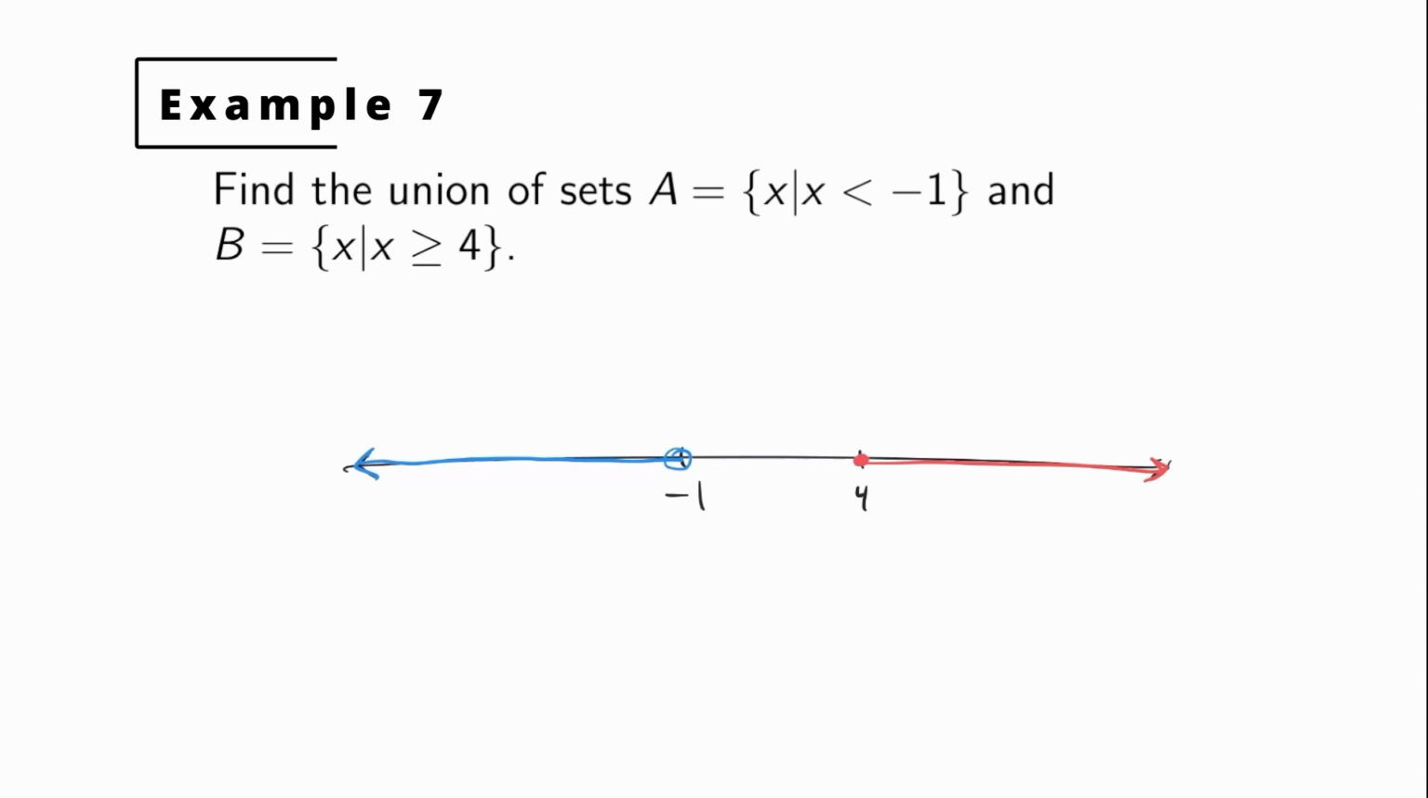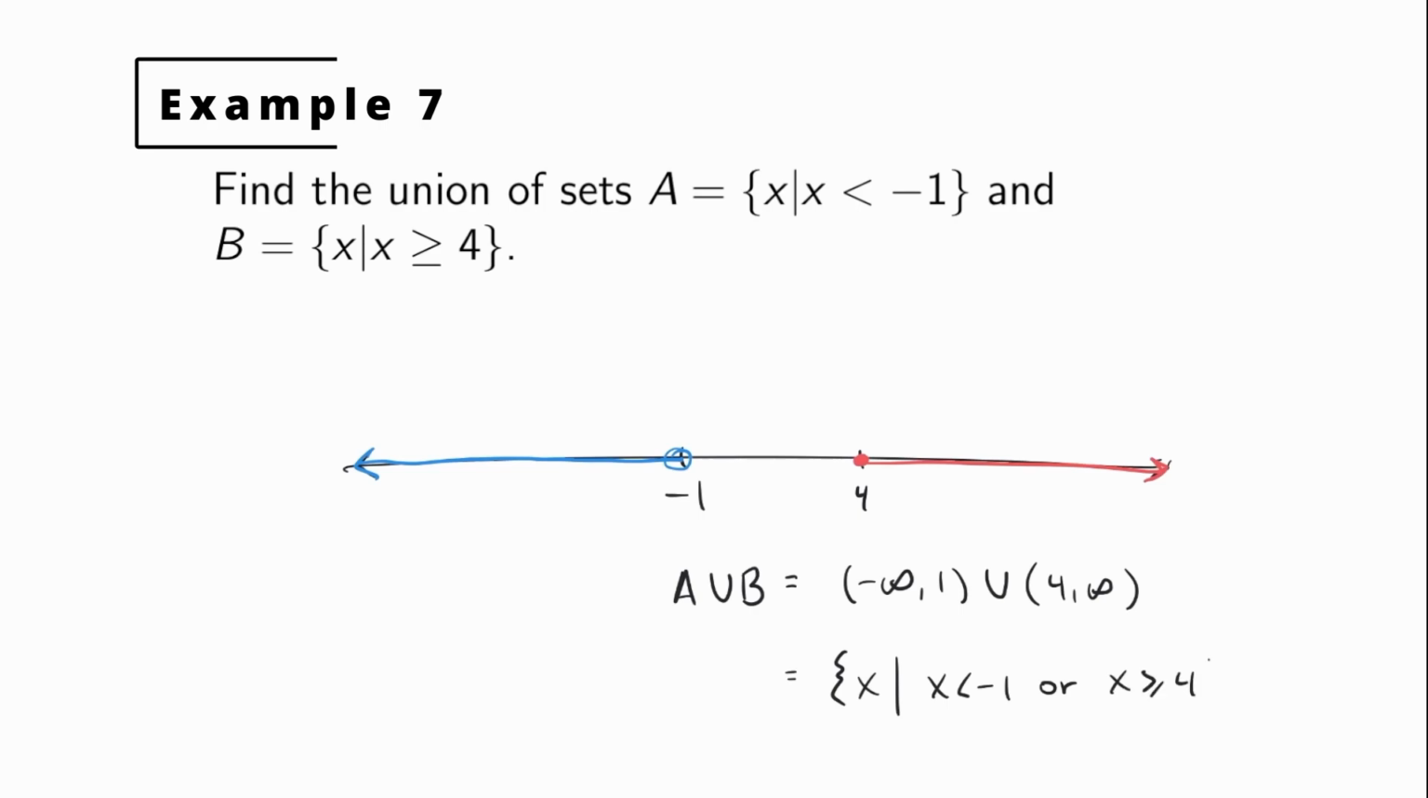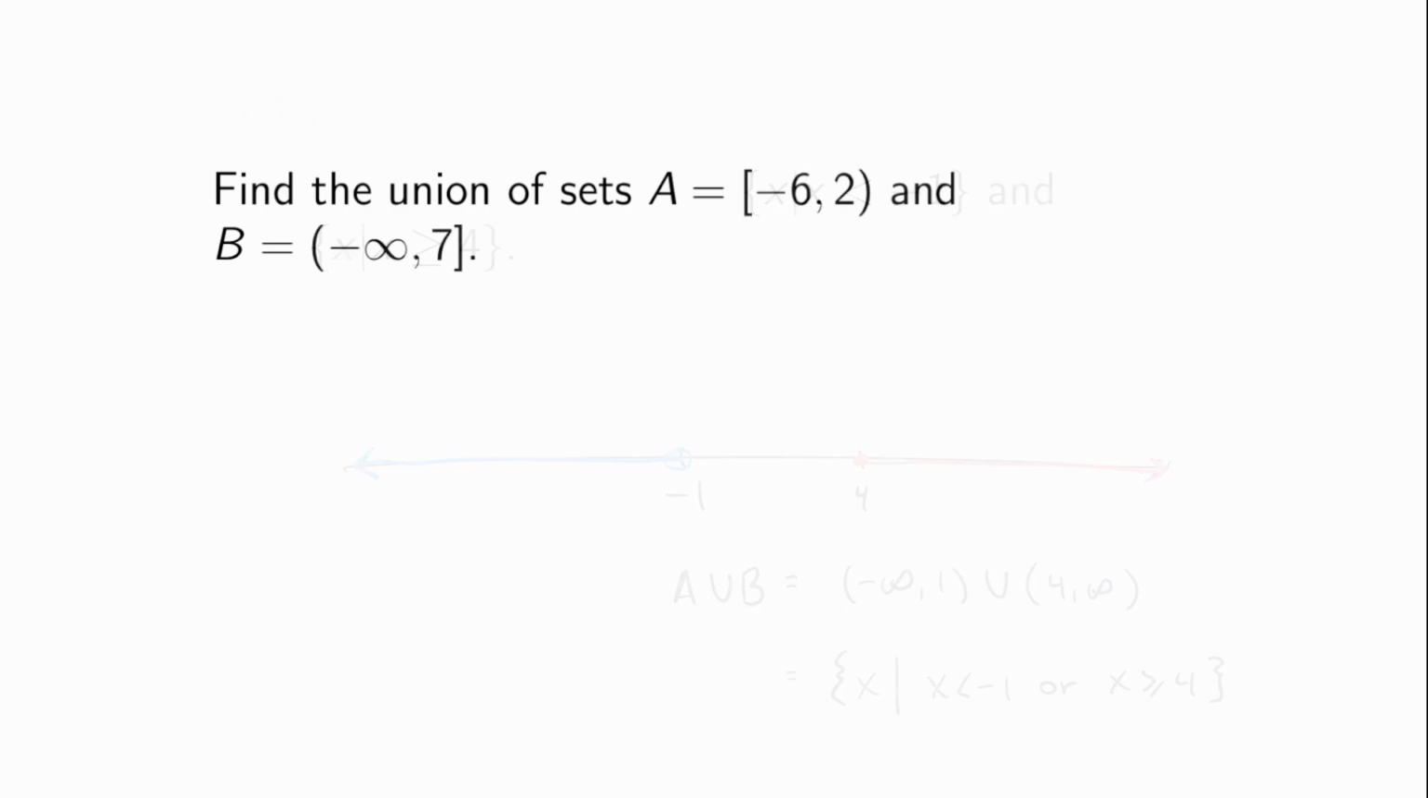So there's no nice way to write this. The only way to write A union B, if you wanted to write it in interval notation, you could write it as negative infinity to -1, union 4 to infinity. If we want to write it in set builder, it's x such that x is less than -1, and you actually write the word or, x is greater than or equal to 4. There's not really any nice way of simplifying it or writing it. And that's all. Let's do another example.